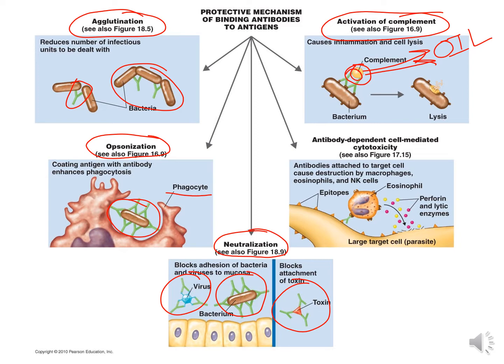The last benefit of antibody binding to antigen is antibody-dependent cell-mediated cytotoxicity. This is where the antibody binds to a eukaryotic microbe, and that signals to other white blood cells that they need to destroy this organism. So in antibody-dependent cell-mediated cytotoxicity, the antibody is basically tagging different organisms so that the other white blood cells know they need to eliminate it.